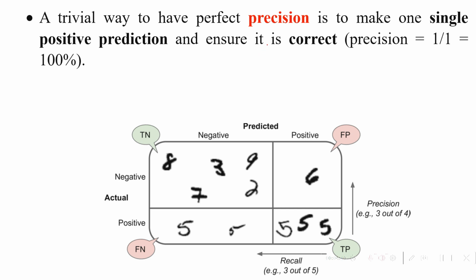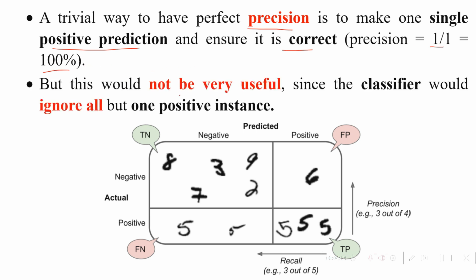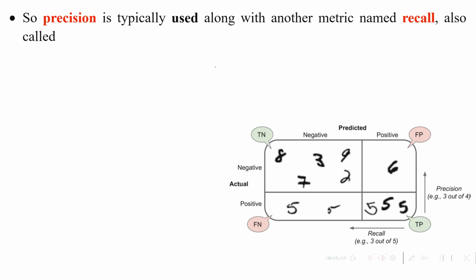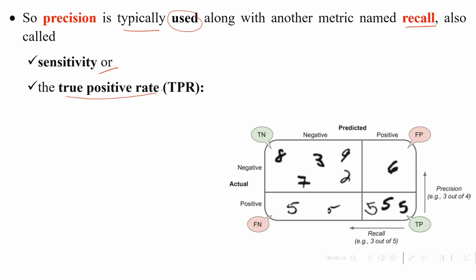Now, a trivial way to have perfect precision is to make one single positive prediction and ensure it is a correct one. That is a precision equal to 1 by 1, which is always 100%. But this would not be very useful, since the classifier would ignore all but one positive instance. So precision is typically used along with another metric called recall. Recall is also called sensitivity or the true positive rate, TPR.